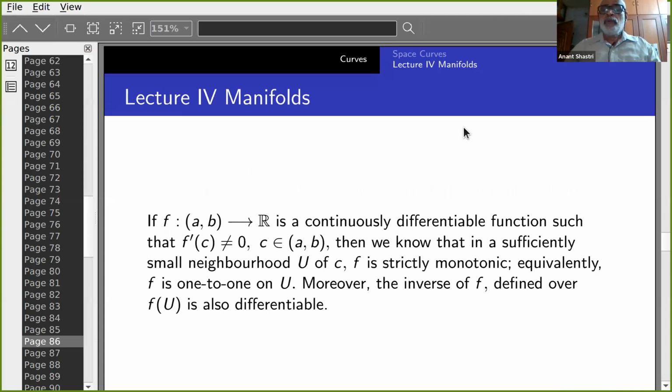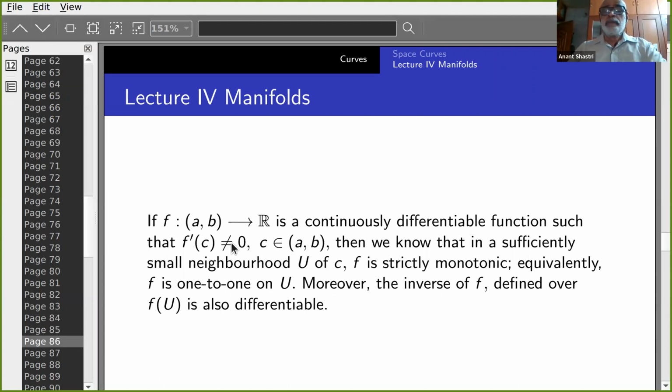Okay. So this lecture 4, the topic is manifolds. Last time we recalled a few concepts from calculus. If we need, we will recall them again or recall more of them. But let us continue now. Of course, our study is motivated right now by parameterized curves.